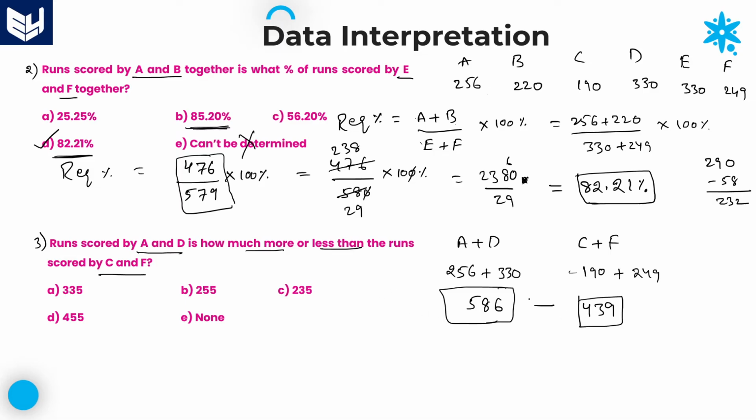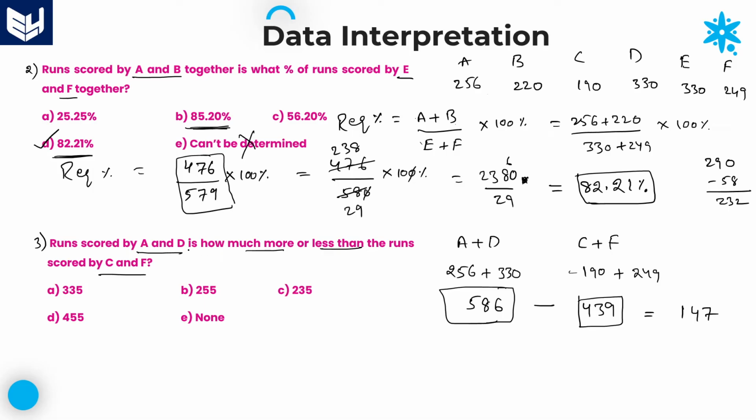So we need to take the difference between those two. 586 minus 439. That is our required answer. Here 16 minus 9, that is 7. And next 7 is left over. 7 minus 3, 4. And next 5 minus 4, 1. 147. Runs scored by A and D.